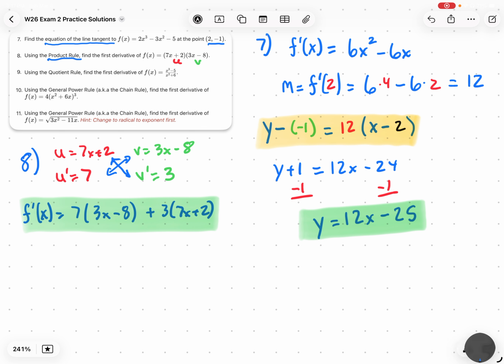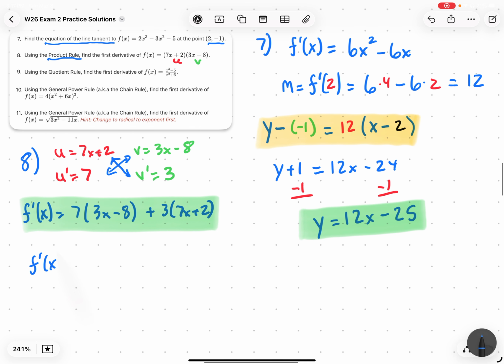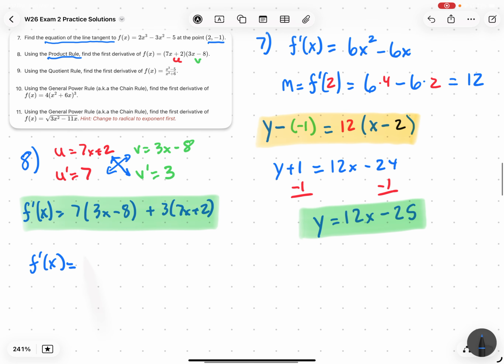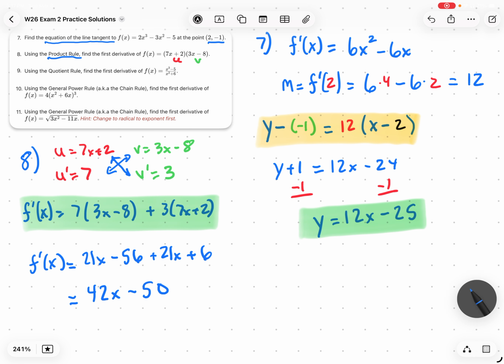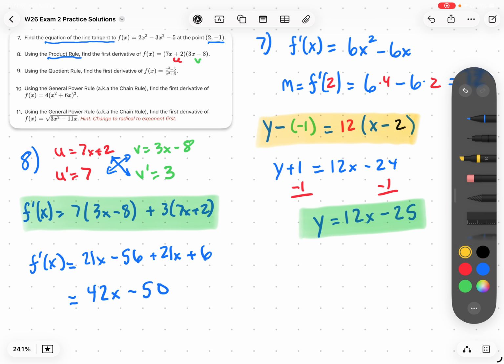We call this simplifying. And what I'll do is just distribute and combine like terms. So the answer that we're usually looking for looks like this. This is 21x, minus 8 times 7 is 56. And then 3 times 7 is 21, so that's 21x also. And that's plus 6. And when you simplify that, you have 42x minus 50. So that derivative turns out to be a linear function, and the simplified version of the answer is 42x minus 50 there, okay?